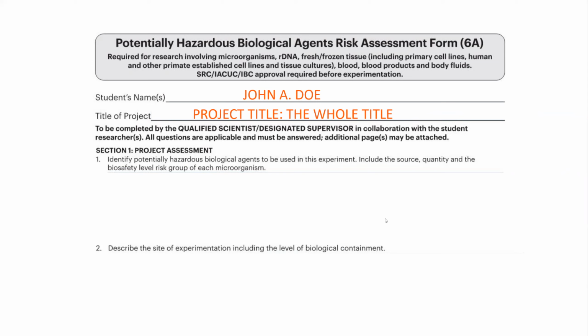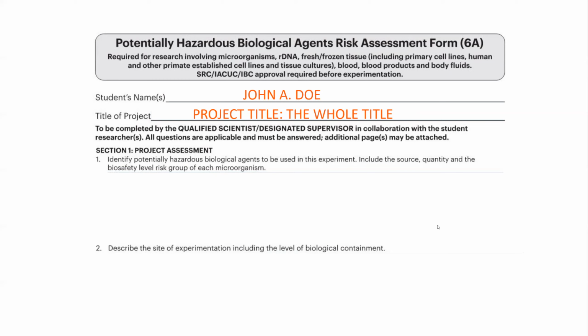Now, as Megan mentioned, this is to be completed by the qualified scientist or the designated supervisor with the students. The question blanks on the original form are small, so you are permitted to attach additional pages to adequately address each question. Section 1 is the project assessment. As mentioned, page 18 will cover how to perform a risk assessment for the project.